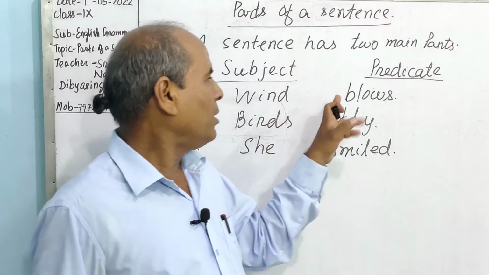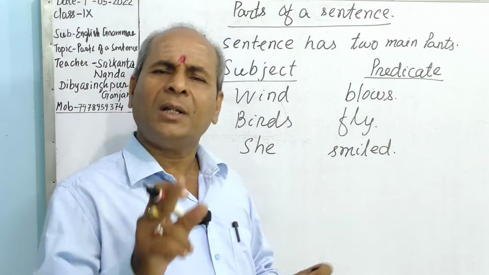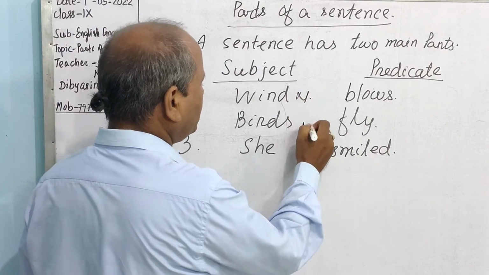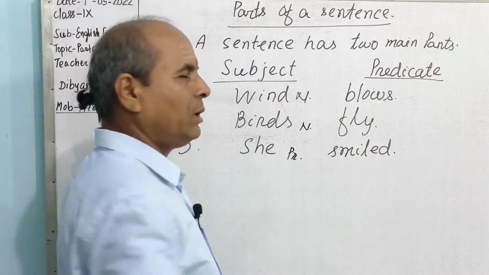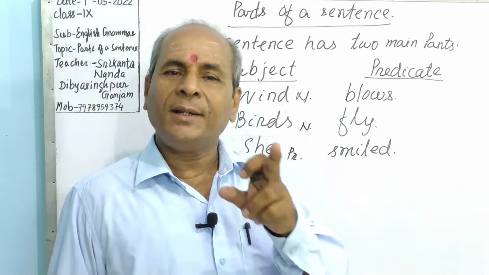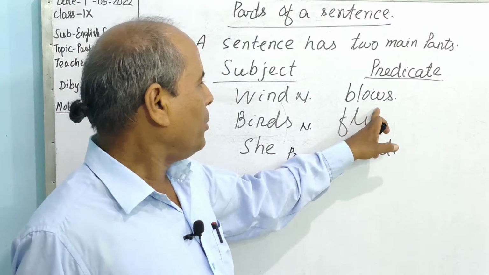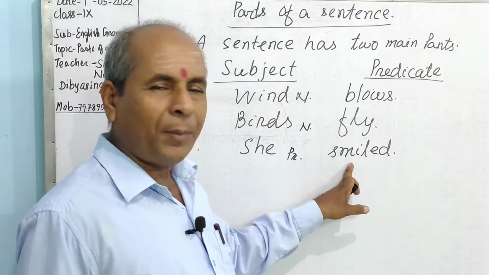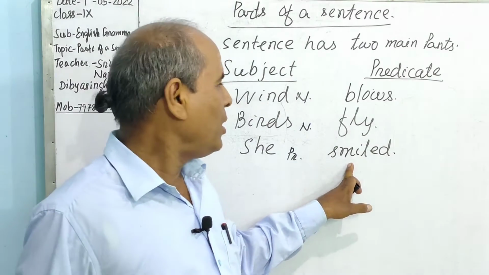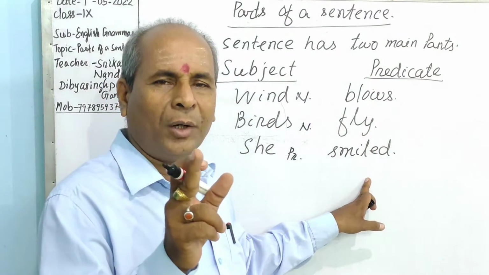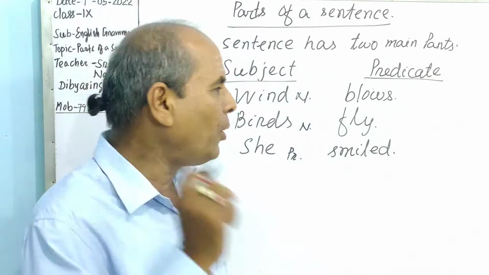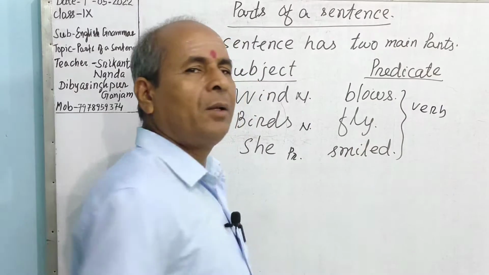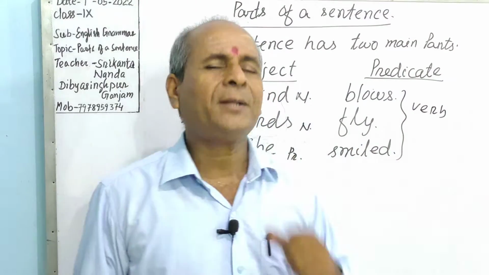So we can say that if the subject is a single word, it must be a noun or a pronoun. And if the predicate is a single word, here blows is the predicate. Fly in the second sentence is the predicate. Smiled in the third sentence is the predicate. So if the predicate is a single word, you can say that it must be a verb. So it is clear for us. Let's take some more examples.